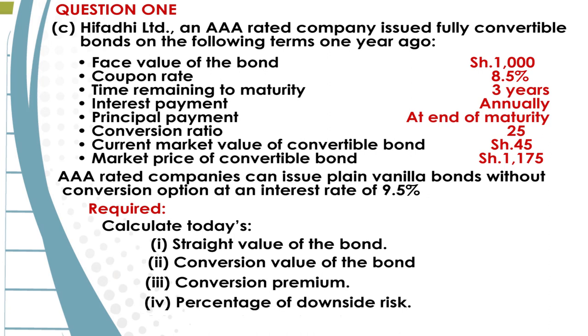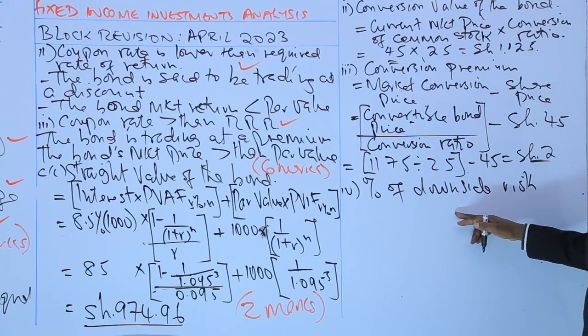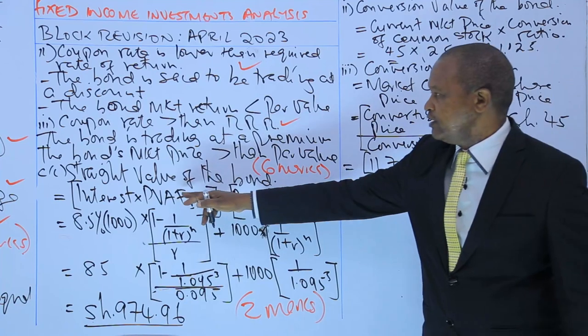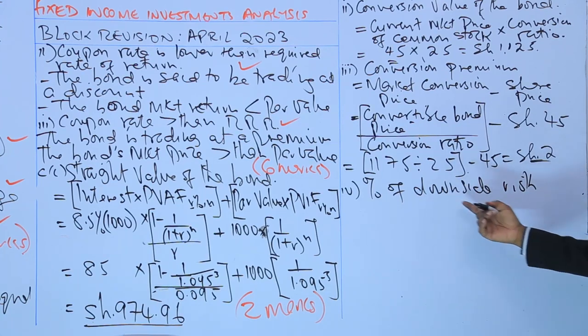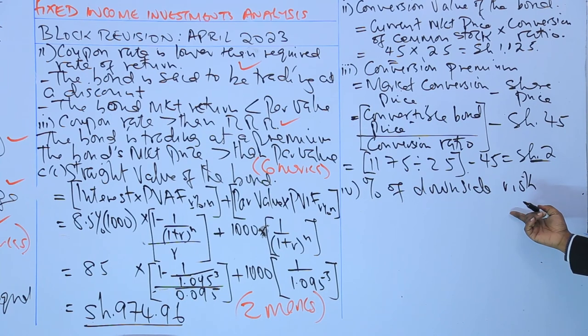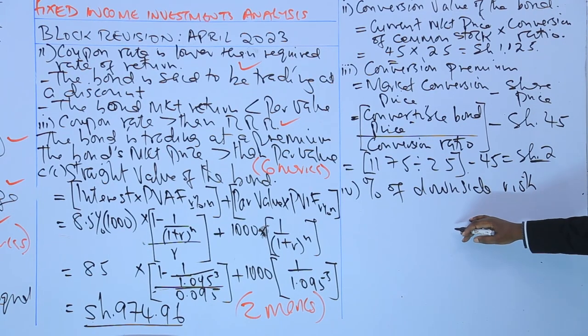Percentage of downside risk. Now, candidates, investors usually use the straight value as a measure of the downside risk of a convertible security because it is assumed that the price of the convertible security cannot fall below the straight value. So that one is used to determine the percentage of the downside risk. It is measured as a percentage of the straight value. You understand?